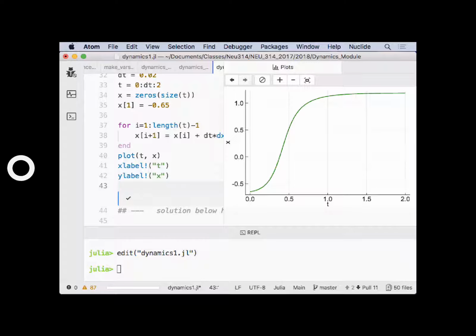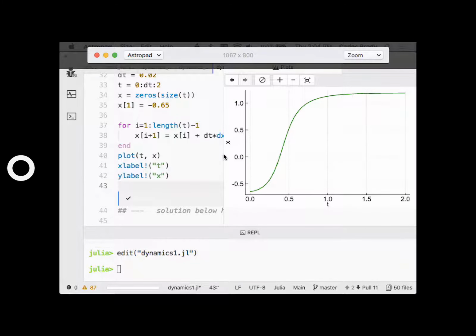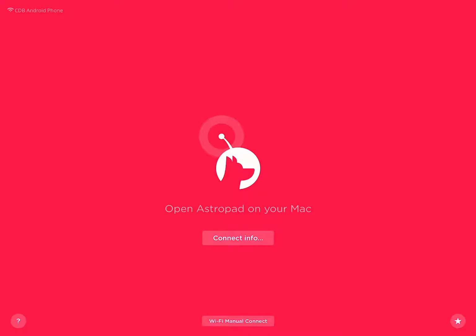Now, this thing that we just did, it has a number of properties, the Euler recipe and the numerical integration. And let me come back to the iPad.